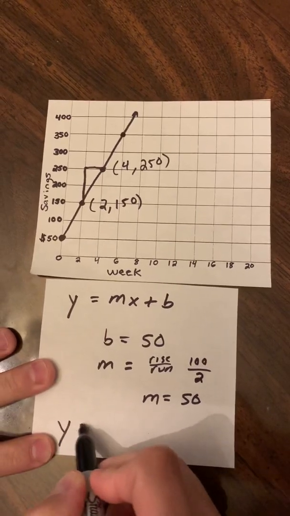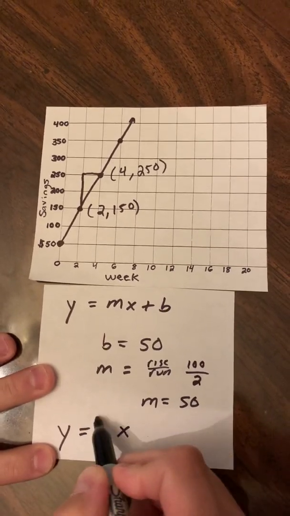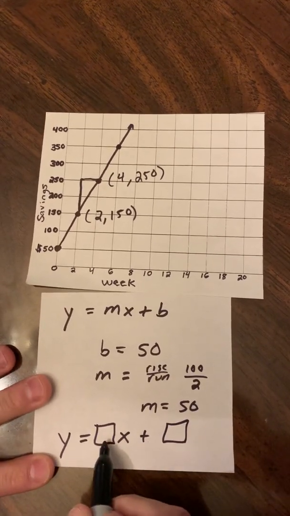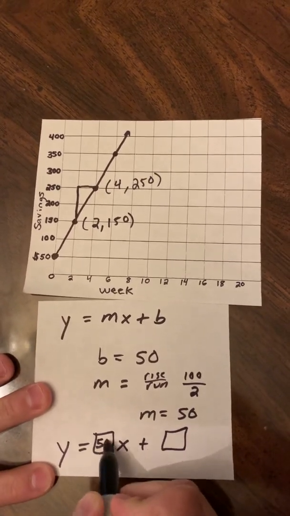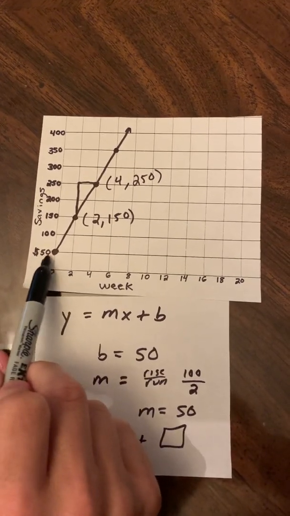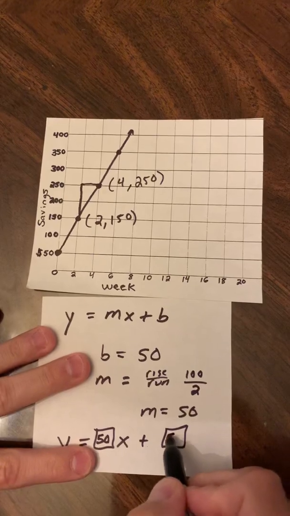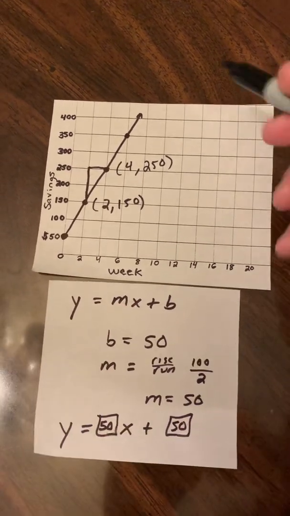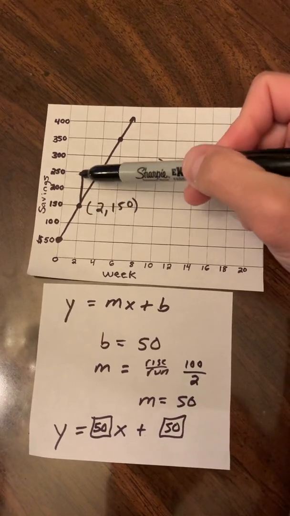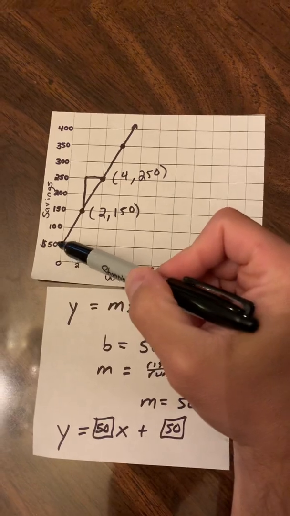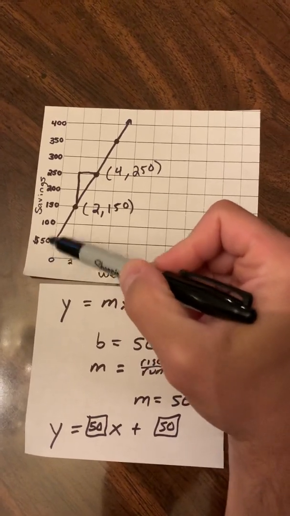We can now put that together into an equation: y equals mx plus b. Okay, so our slope was 50. That is how much he is saving each week. It started with 50, so our equation would be y equals 50x plus 50, all right? So to find slope on a graph, you just do the rise divided by the run, okay? And again, our y-intercept is where our graph starts at on the y-axis, all right?